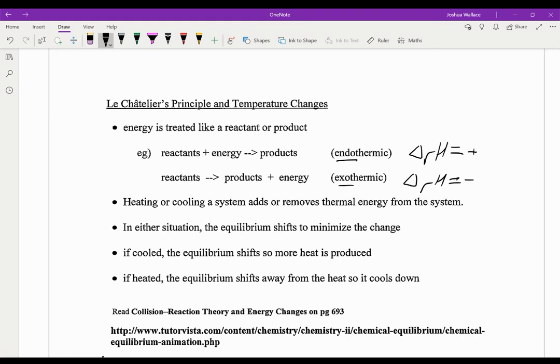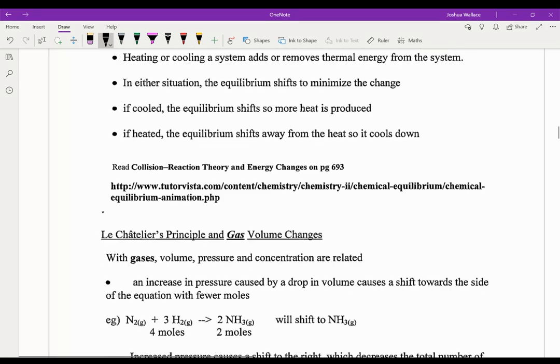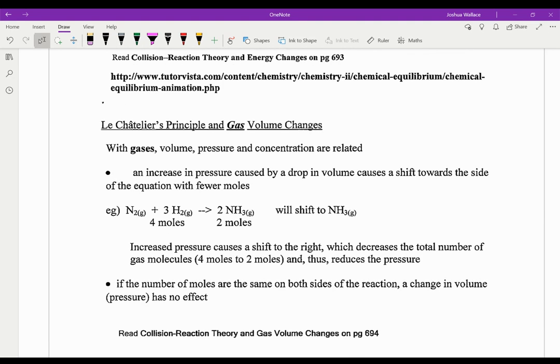So heating or cooling a system adds or removes thermal energy from the system. In either situation, the equilibrium shifts to minimize the change. If cooled, the equilibrium shifts so more heat is produced. If heated, the equilibrium shifts away from the heat, so it cools down. A little bit more on the collision reaction theory and a video for you to check out.